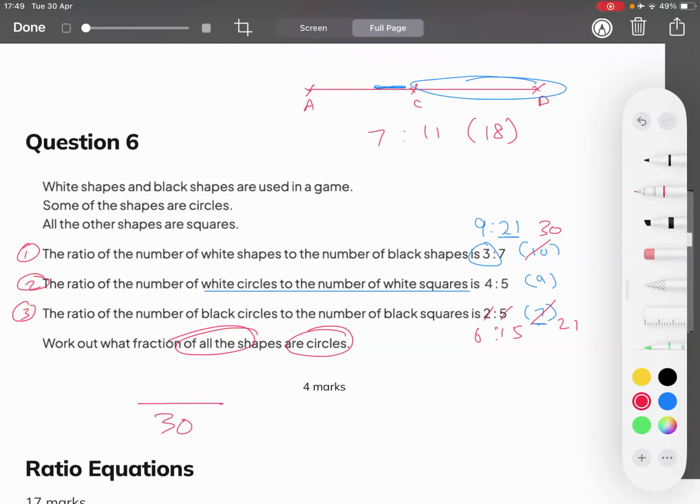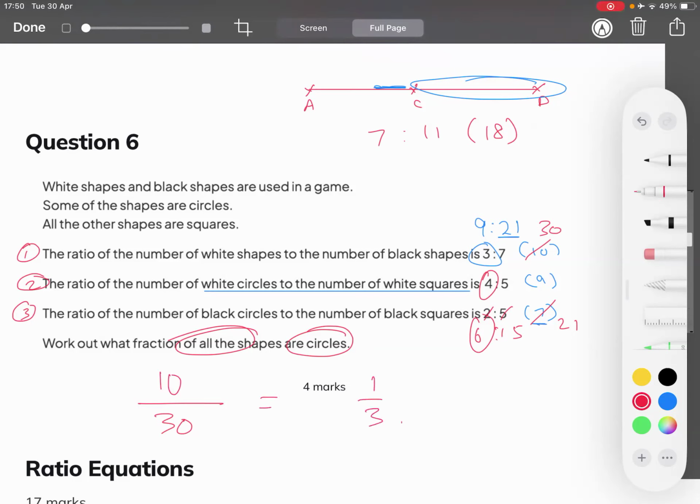And which parts do I look at to get how many circles I have? 2 and 3 both. Because I need to add up my white circles and my black circles. How many white circles and black circles do I have? 4 and 6, right? It's 10.